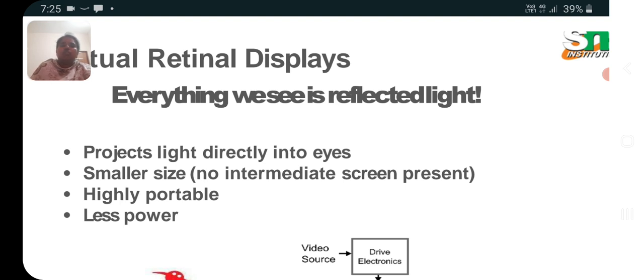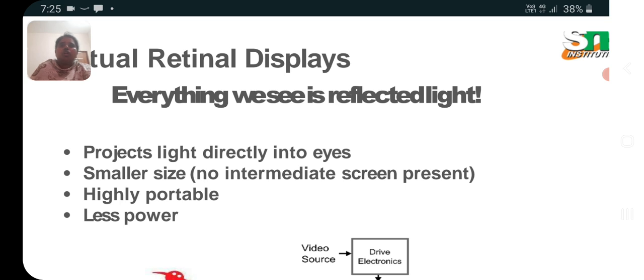This is one of the Magic Leap devices. The video source goes into the drive electronics, which do photon generation. The next stage is intensity modulation, then beam scanning, and then optical projection. So the video source and drive electronics handle photon generation, followed by intensity modulation, beam scanning, and optical projection.